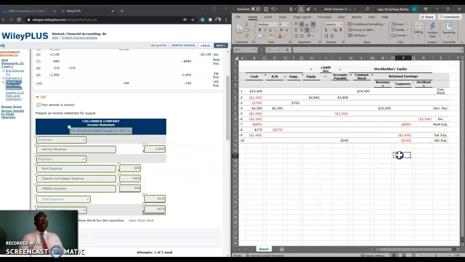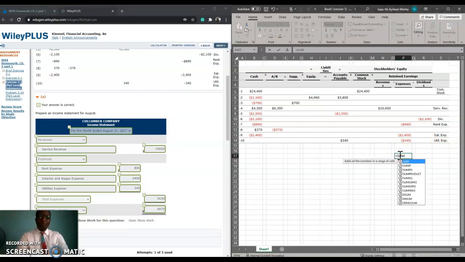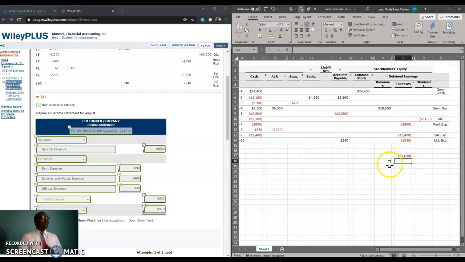To help us get a total of that, we can just come back here and do a sum. So equal to sum, and then we take the 3 numbers and be sure to separate each number with a comma and end with a parenthesis. And it gives us the value of 3,630. It is shown in red because it is a negative number and it's shown in parentheses. And so this is $3,630 for the total expenses.